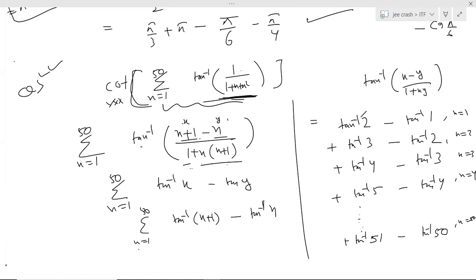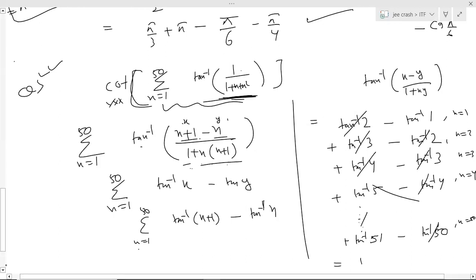Now, if you see the pattern, this and this is getting cancelled, this and this is getting cancelled. So all the elements are getting cancelled diagonally. So tan inverse 50 will also be cancelled from the previous term. So what will remain? Tan inverse 51 minus tan inverse 1.